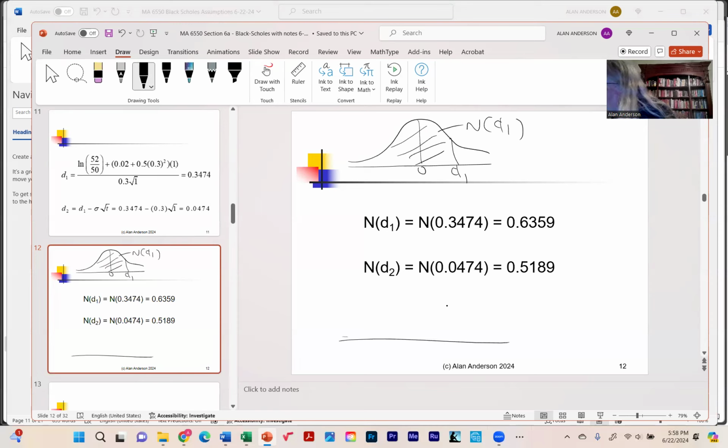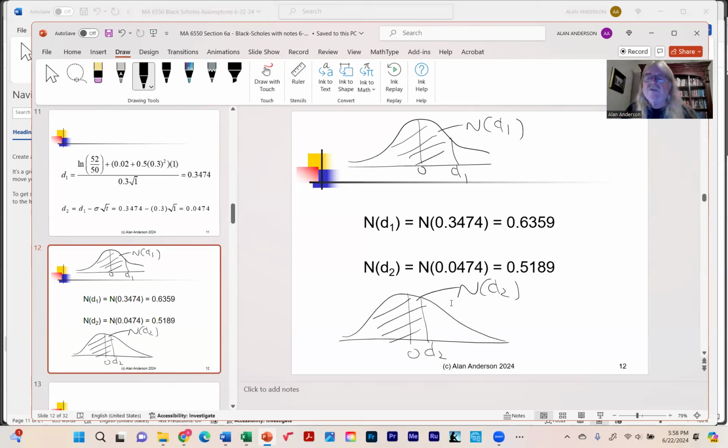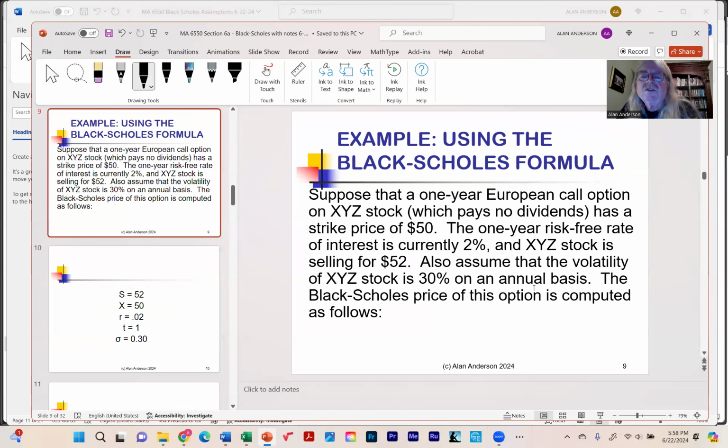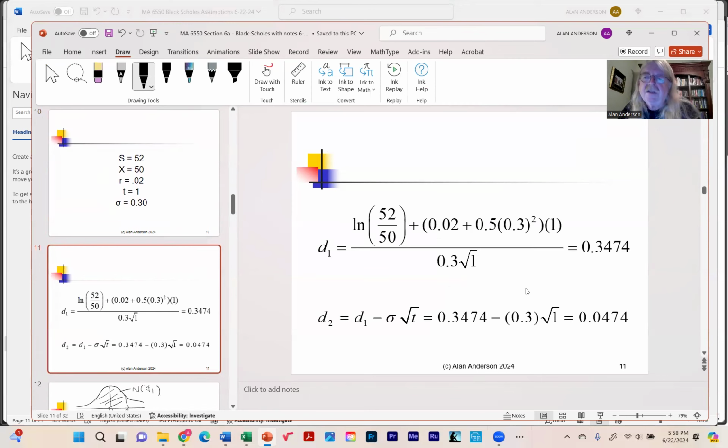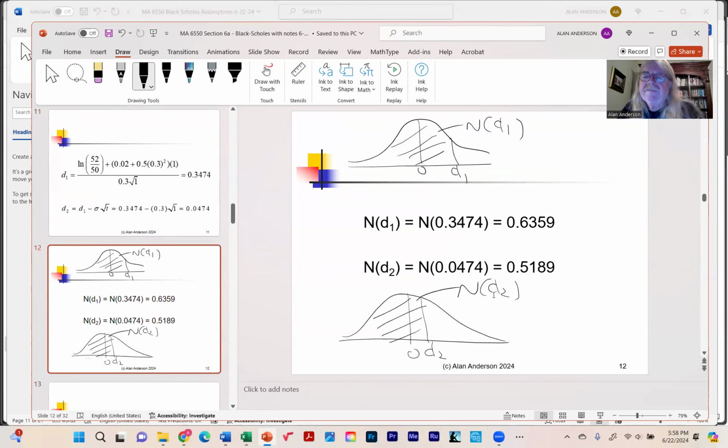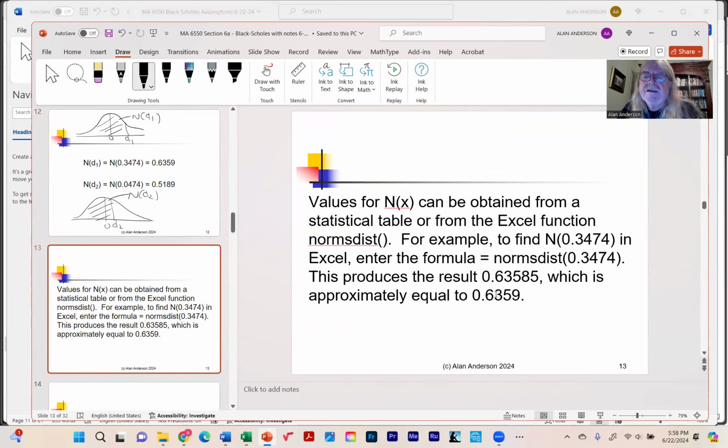And for N of d2, by the way, these can be positive or negative, although they're more normally positive. Let's say this is your d2, and that's what this is for. We're assuming that we're using the standard normal distribution, and so these N's are the cumulative probabilities based on that standard normal distribution.